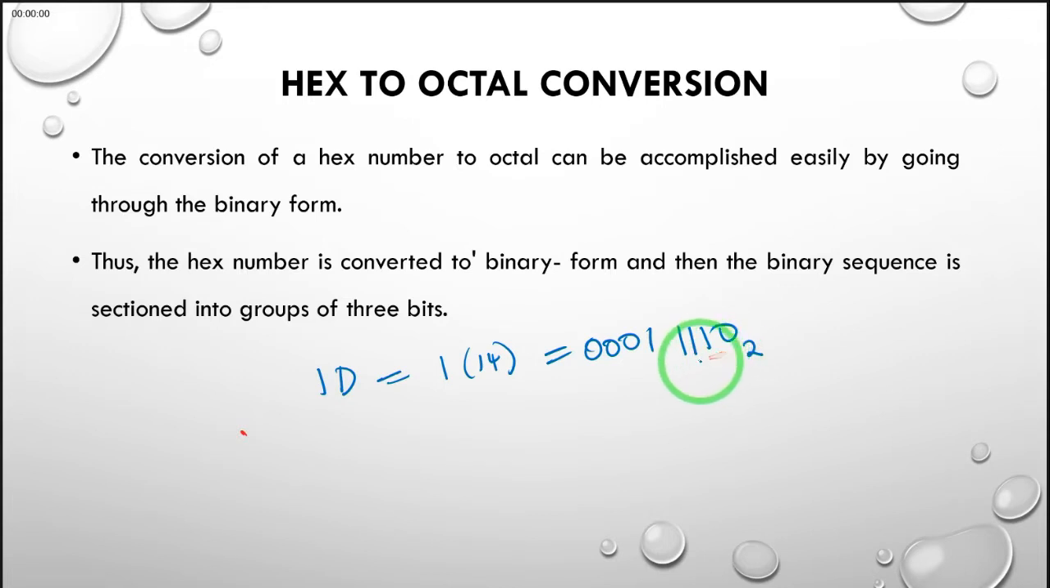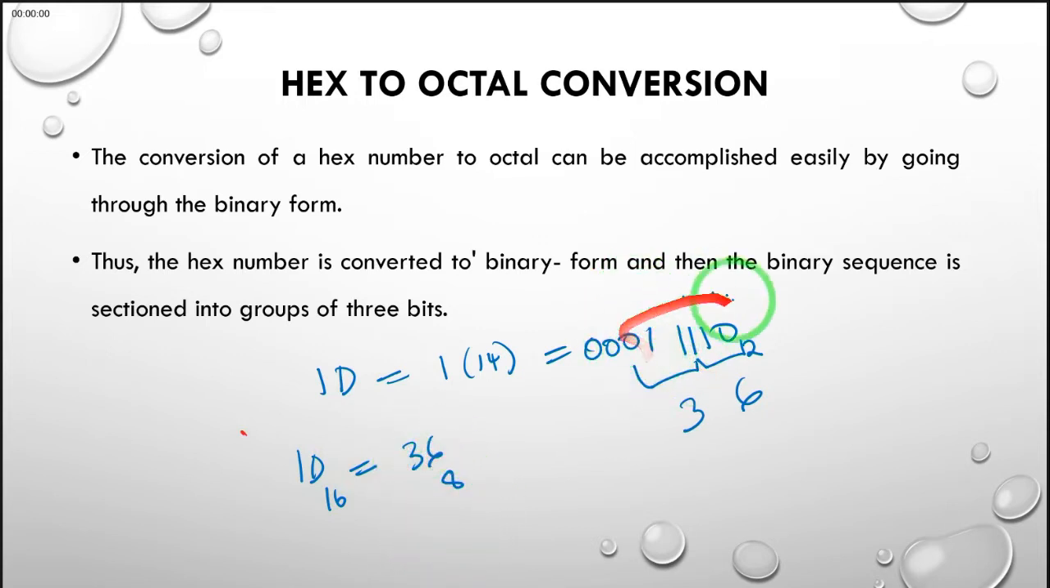If you now group these into groups of 3 bits each, you end up with 110, which is equivalent to 6, and 011, which is equivalent to 3. And therefore, you can say that 1D in base 16 is equivalent to 36 in base 8. So the easiest route here is passing through the binary number system.